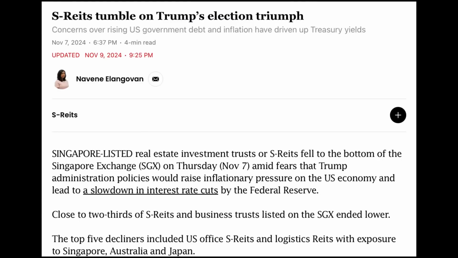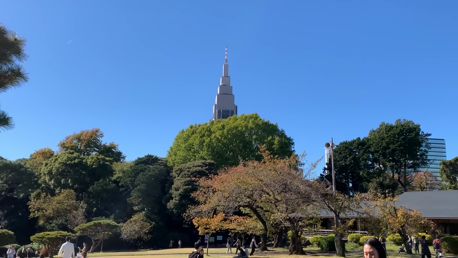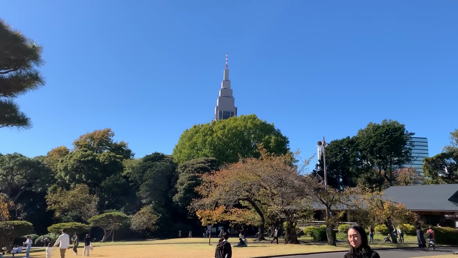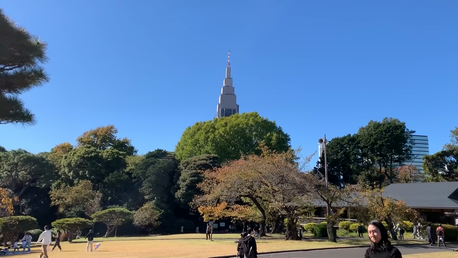But today, I want to talk about something else, something that's been keeping me up at night. It's a risk that I believe every investor should pay attention to, especially in today's market environment. What's worrying me is valuations.